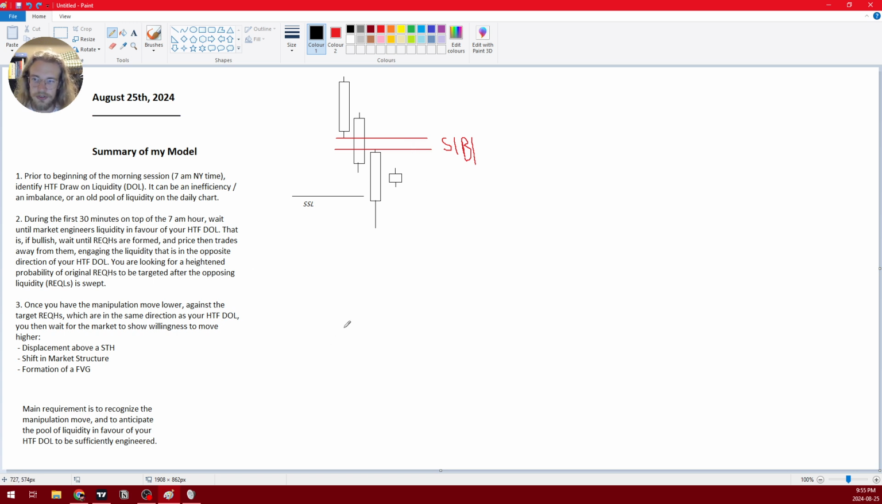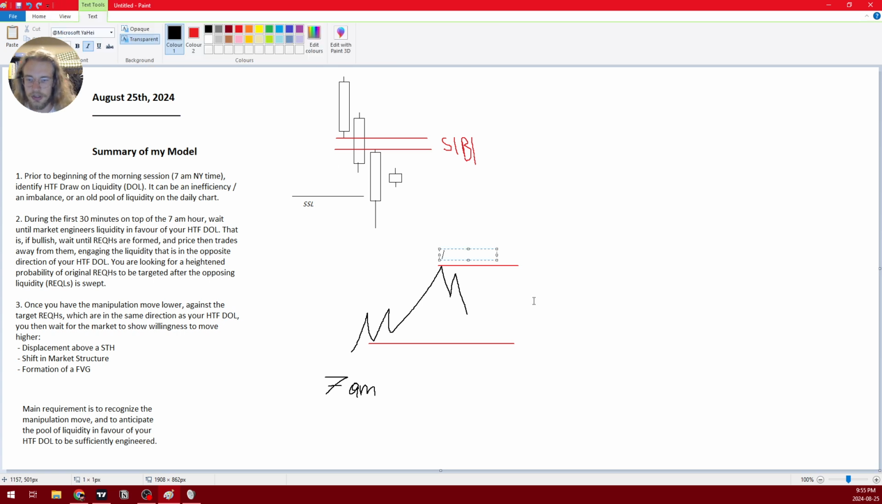So now, during the first 30 minutes of the 7 a.m. hour, this is our 7 a.m., what we do is search price and look for relative equal highs and relative equal lows. We have one here, and we have relative equal highs right there. I should probably just type it out, it'd be easier. We have relative equal highs, and we have relative equal lows right there.